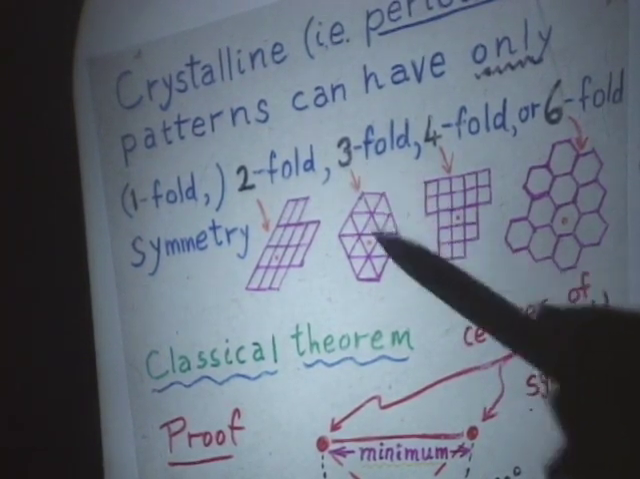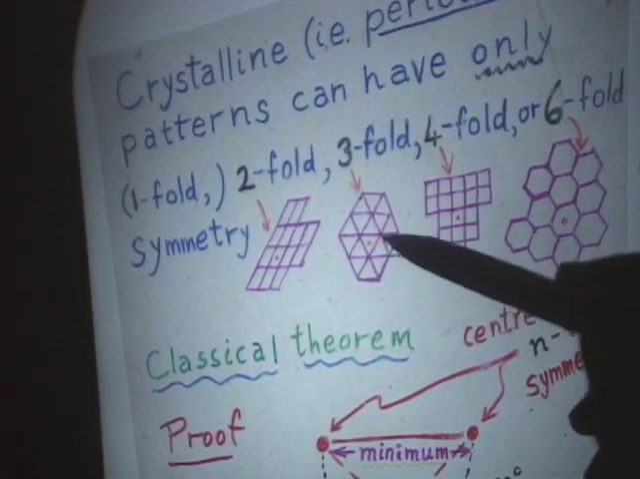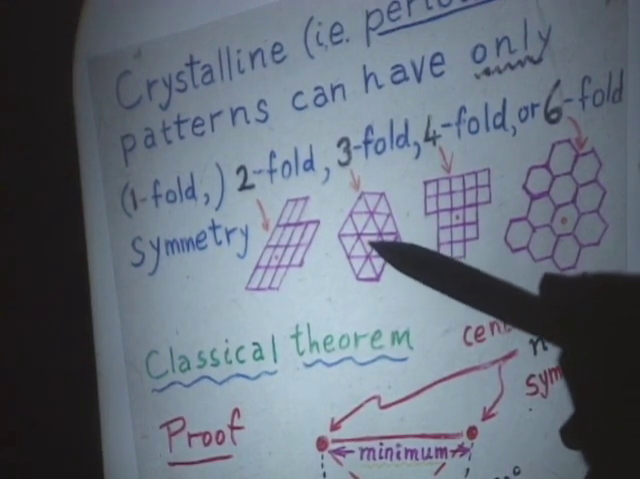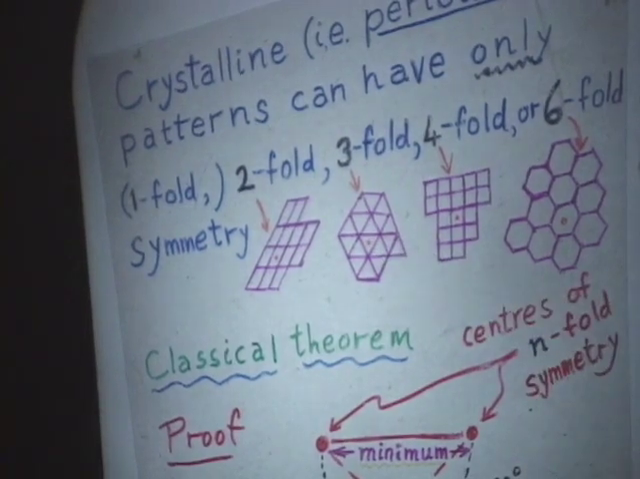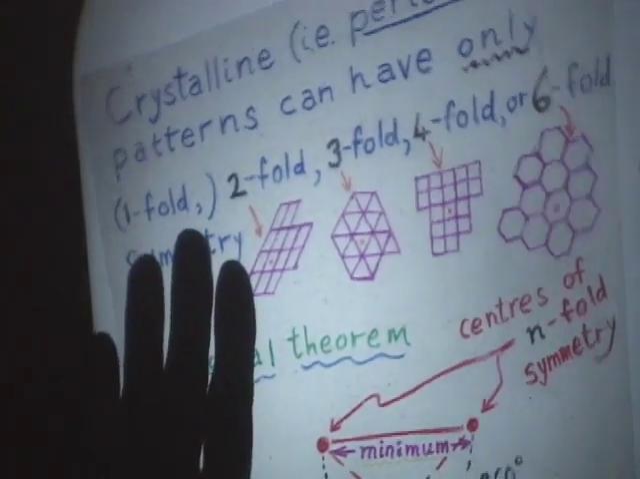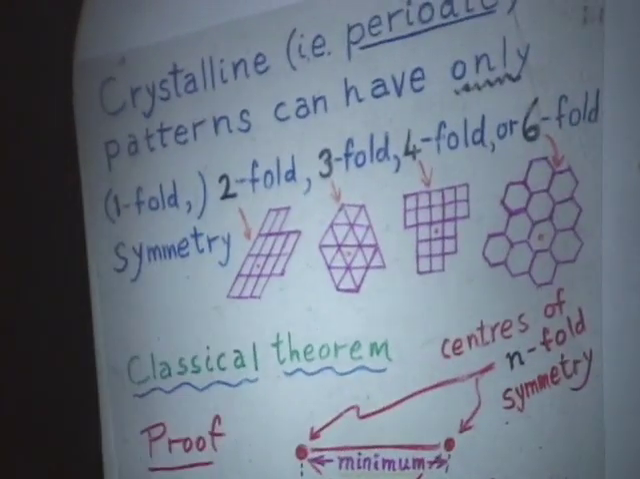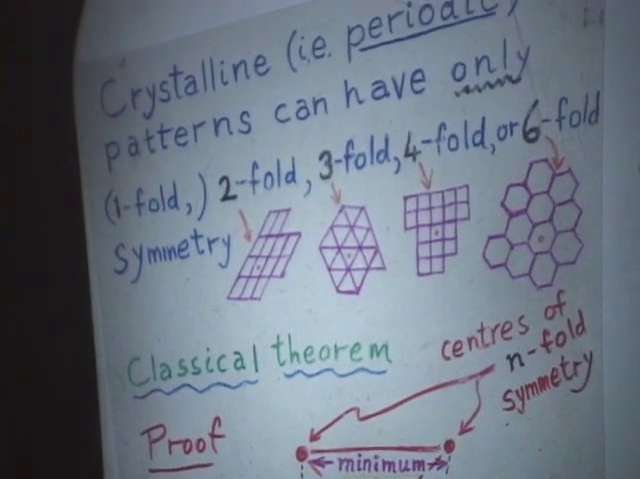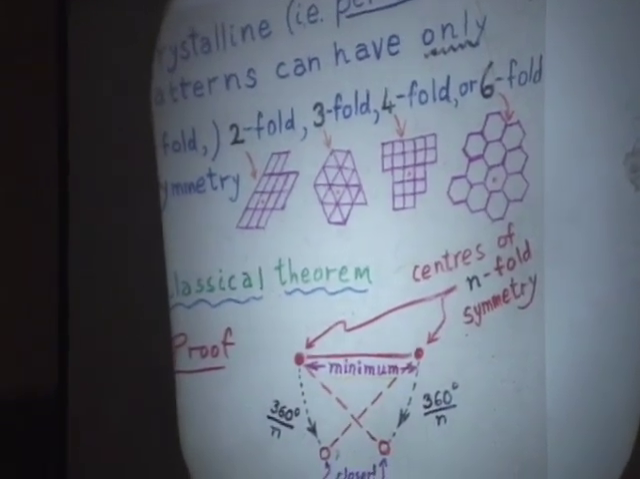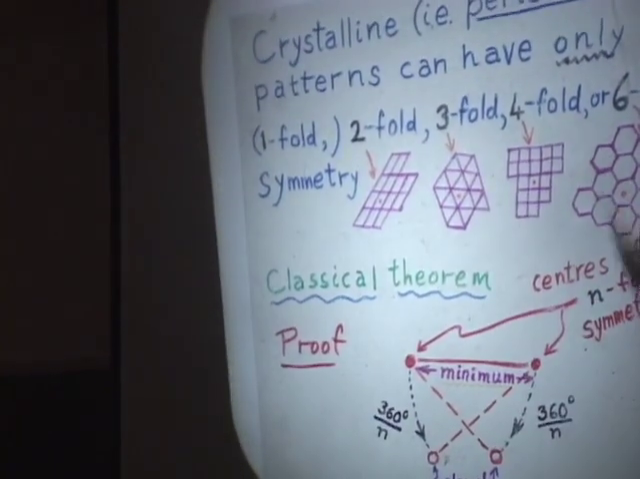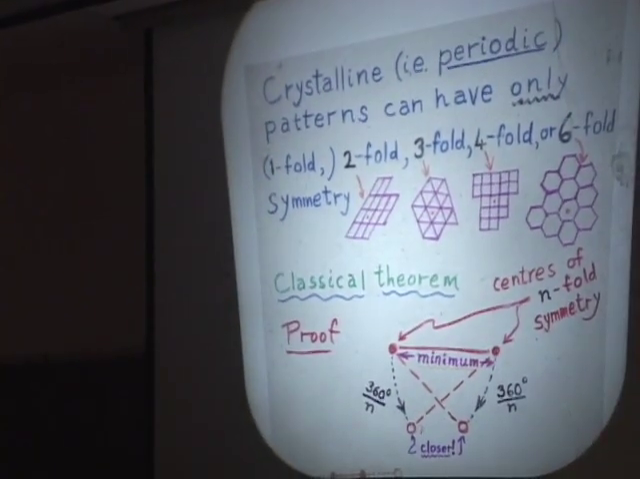Now you could imagine a pattern with threefold symmetry made out of, say, equilateral triangles, and take the center of any one of these triangles, and then you rotate that through 120 degrees, and it'll go into itself, and so on. Or you could have a pattern of squares, that's fourfold symmetric, or sixfold if it's hexagons. And the theorem is that those are the only numbers you can have for a crystalline pattern.